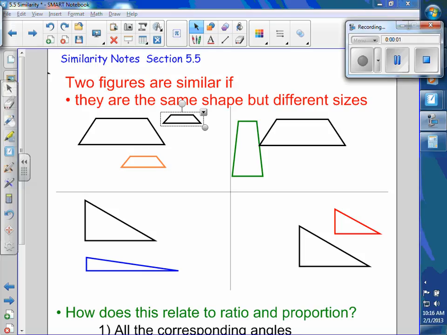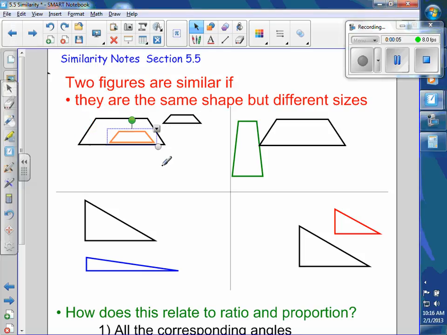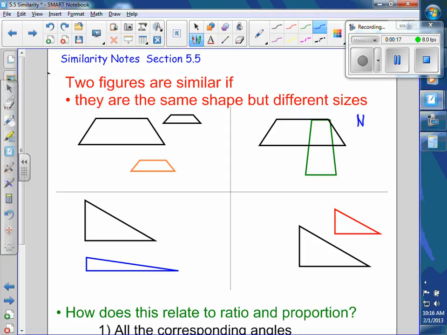About similar figures that way. So similar figures have to have all the angles of a figure be the same, okay? And then all the sides have to be proportional. So like these two figures are not similar because the angles aren't all the same. So these are not similar even though they're both trapezoids, but these are similar.